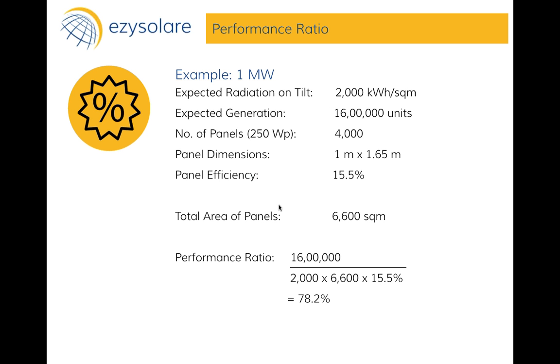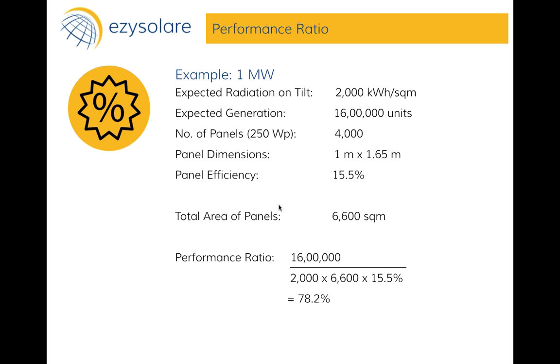But effectively, what it means is that it gives you a much better metric to track the performance of the EPC contractor. The reason for that is that since the radiation was not in his control, but the engineering execution and equipment selection was in his control. So if the plant's expected generation is not increasing or decreasing along with the radiation, then there's something wrong with that power plant.